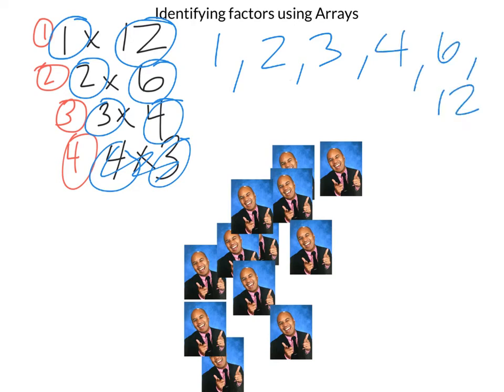So these right here are the factors using how many arrays? Can you show me with your fingers? That's right, 4 arrays. We were able to find the factors: 1, 2, 3, 4, 6, and 12. Perfect.